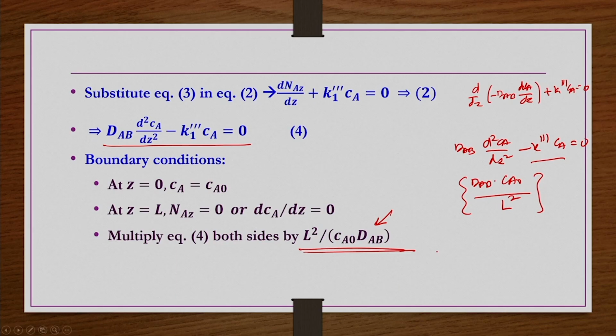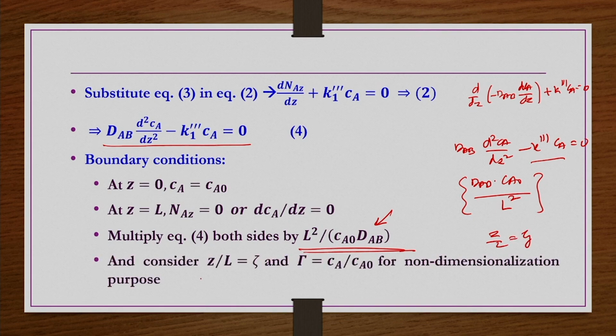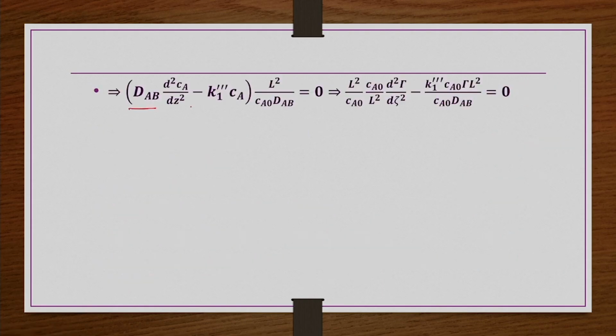Non-dimensionalized parameters we have to find. Z by L we will be writing as zeta, and then Ca by Ca naught we will be writing as capital gamma. So, that is what we are doing now. This is the equation, we are multiplying by L square by Ca naught dAB. We just do it once again so that you can understand clearly.